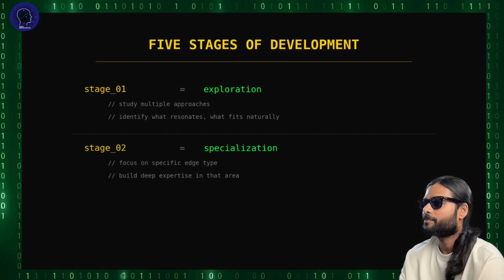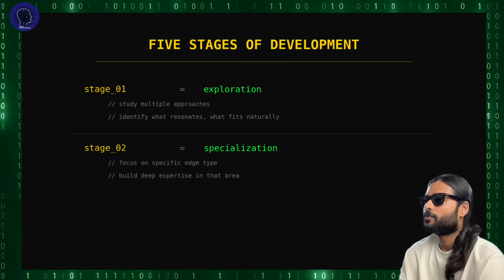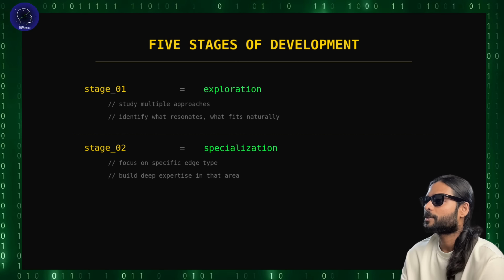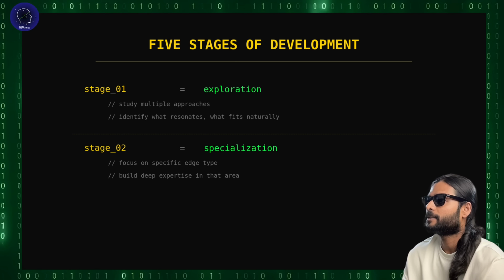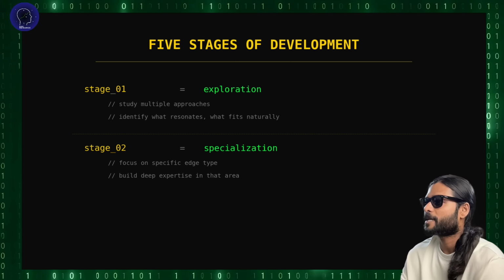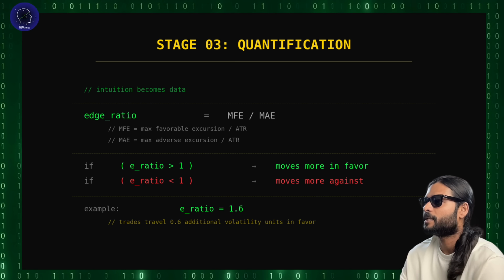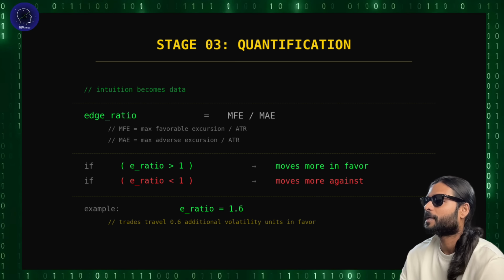The development process follows 5 stages. Stage 1: Exploration. Study multiple approaches. Identify what resonates and what fits naturally. Stage 2 is specialization. Focus on a specific edge type and build deep expertise in that area. Stage 3: Quantification. This is where intuition becomes data.